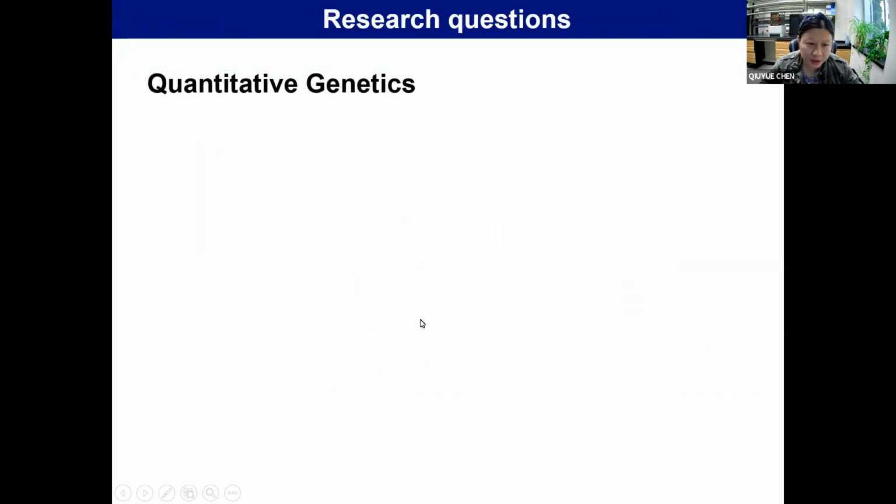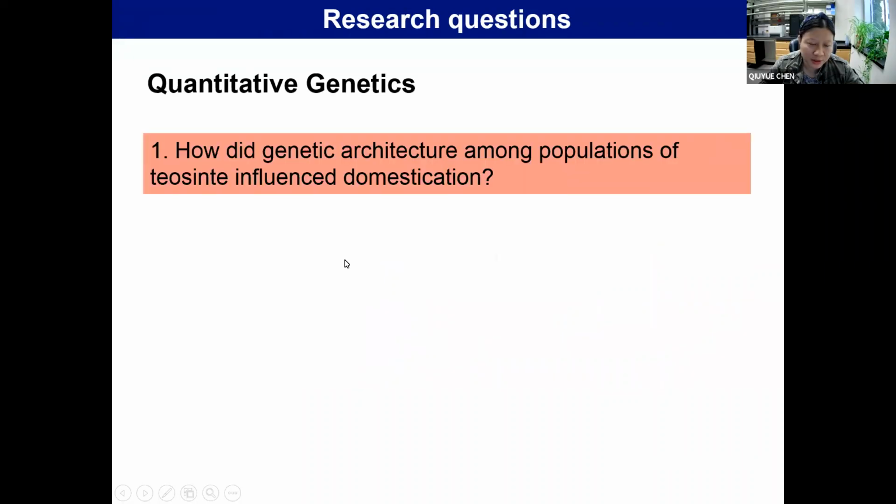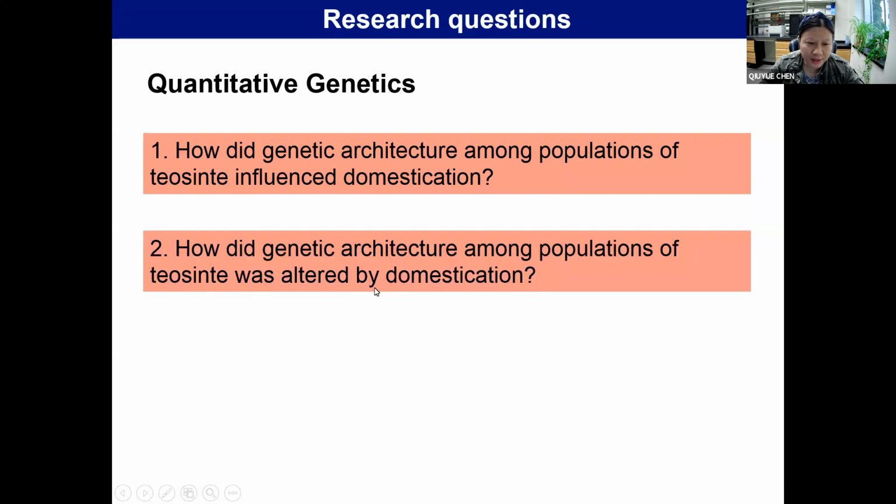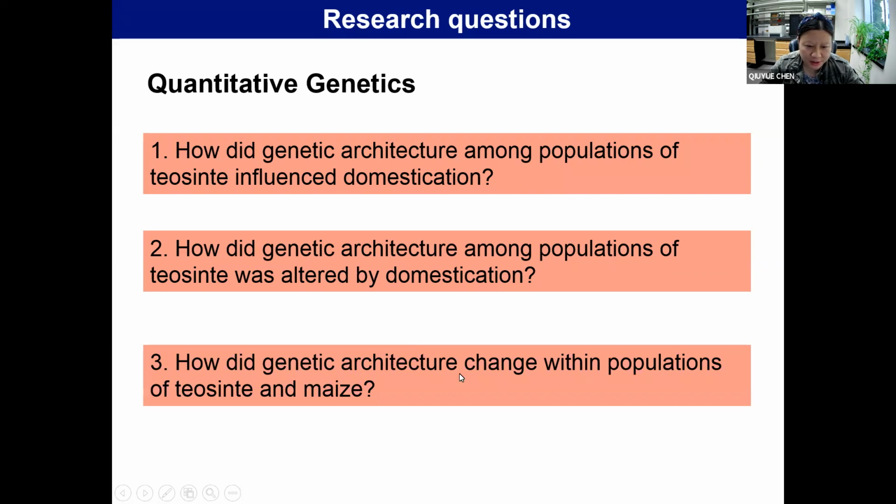So our research uses classical quantitative genetics to try to answer 3 main questions. The first one is, how did the genetic architecture among populations of teosinte influence domestication? The second one is, how was the genetic architecture among populations of teosinte altered by domestication? And the third one is, how did the genetic architecture change within populations of teosinte and maize?